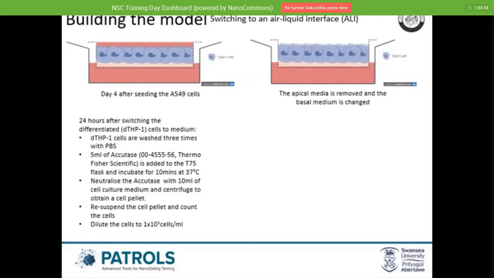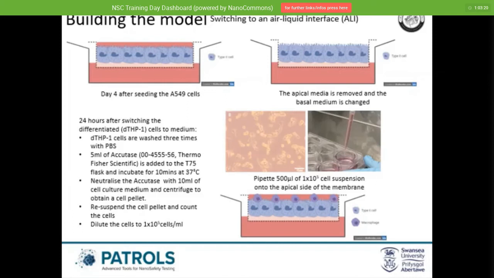We resuspend, we centrifuge to obtain a pellet. We then resuspend and count our pellet, and we dilute our cells to the 1 × 10⁵ cells per mil we require for our transwell inserts. On a 6-well insert, we pipette 500 microliters of 1 × 10⁵ cell suspension onto the apical side of the membrane.